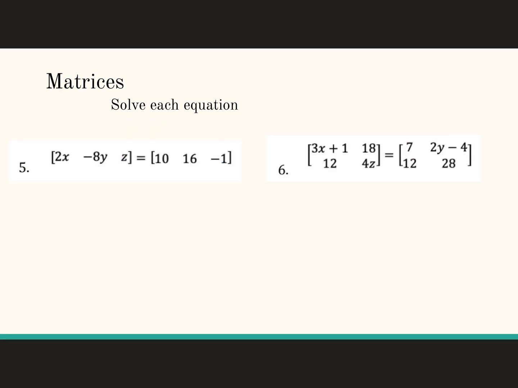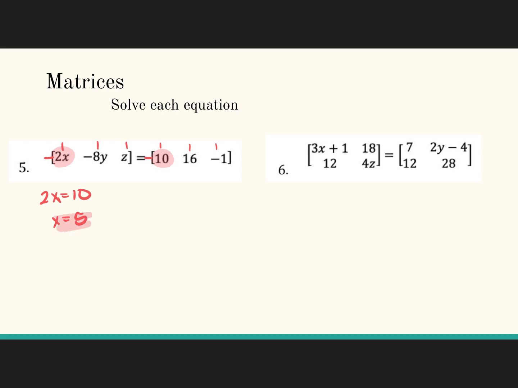All right, this one, same idea, you guys. In this situation, there's no adding or subtracting happening in these pieces, so these are each their own column. I have a 1 by 3 and a 1 by 3. The element in the first row, first column has to equal the element in the first row, first column. So I end up with 2x equals 10, and solving, x is going to equal 5.